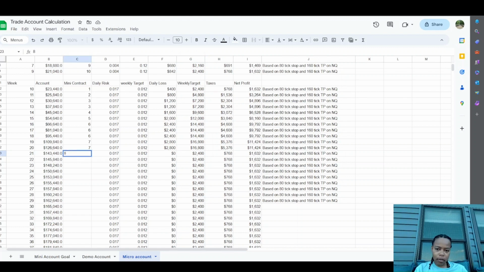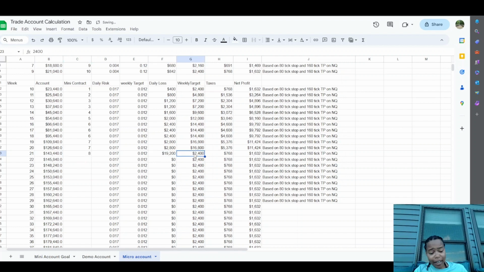Oh my God. That's $6,400 for that 160 move. So 6,400 times 3 trades. It's just 3 trades a week. This is crazy. So that's 19,200. I'm actually rather enjoying this process, y'all.